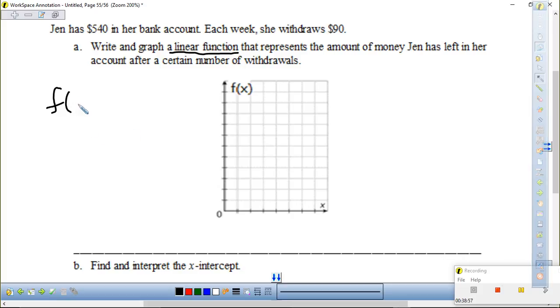So we're going to write f of x equals, how much does she have in her bank account? $540. And she withdraws $90 each week. How can I write that? Minus 90x. That is correct. So that was part A. We're done with A.